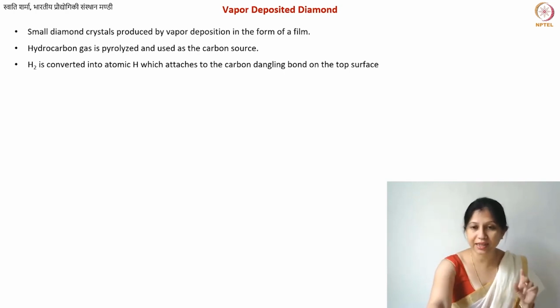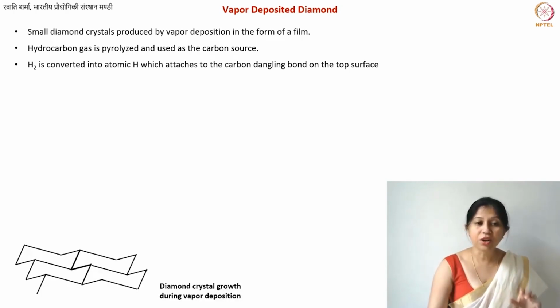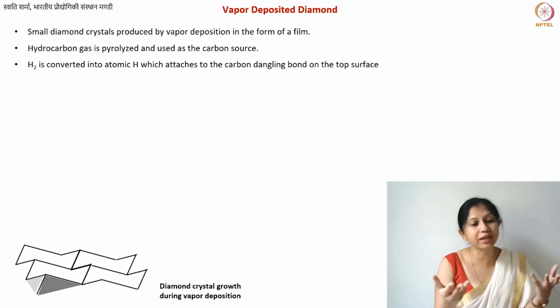Let's discuss this with the help of a diagram. So this is your diamond structure. Can you relate to it? This is your pyramid, right? So this is sp3-type hybridization. So you get some basic diamond film.